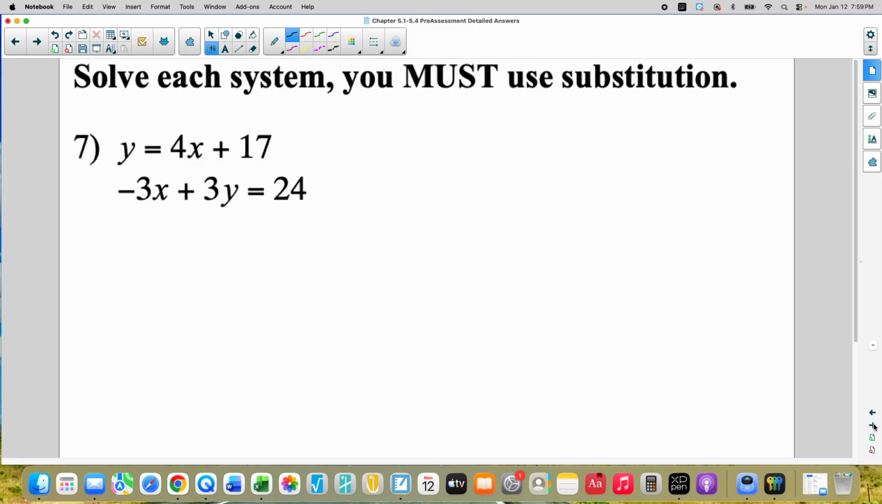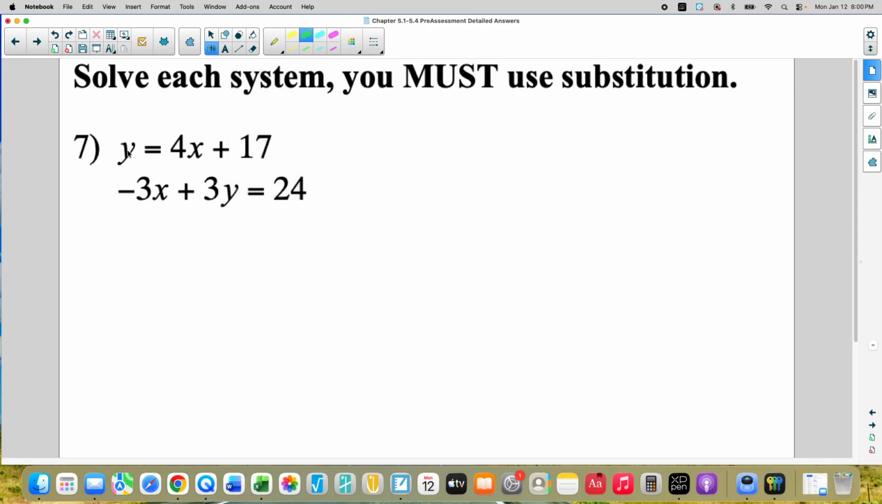All right, those are the 6 problems that we had with different types of linear formats, so we needed to know how to pull out the information in order to graph it on a coordinate plane, and then we looked to see where it intersected. Problem 7 says solve each system, you must use substitution. Okay, we have to use the substitution method.